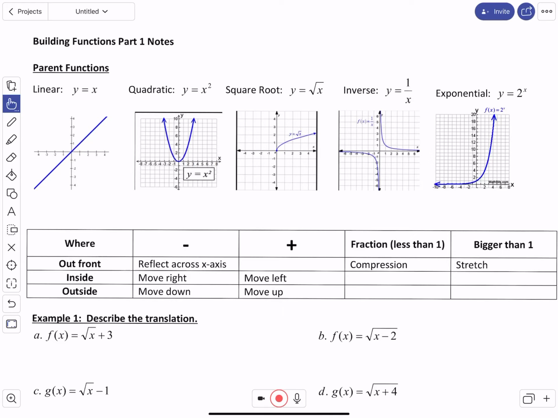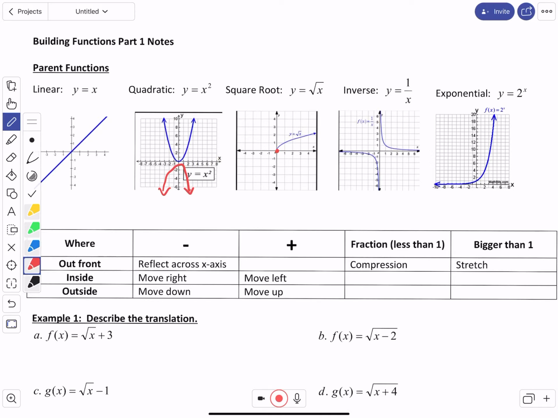A negative is going to flip it. So a negative could make your parabola open down like this. Our square root graph, square root of x. So it's going to start on the origin at 0, 0, and it's going to go up and to the right. Our inverse graph, y equals 1 over x.